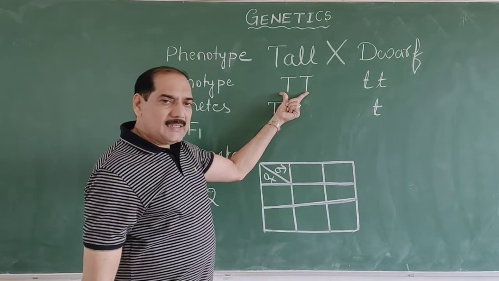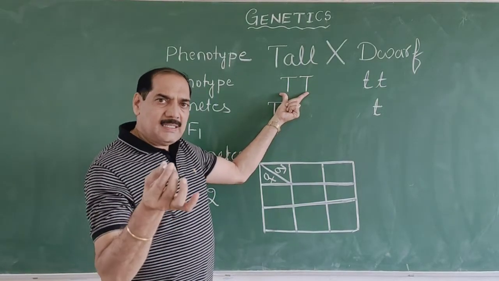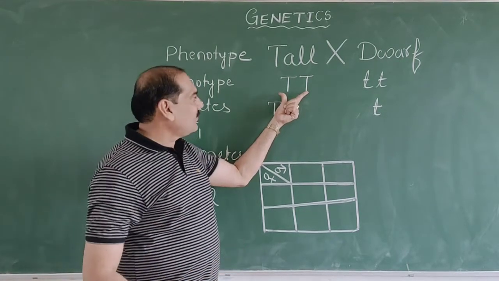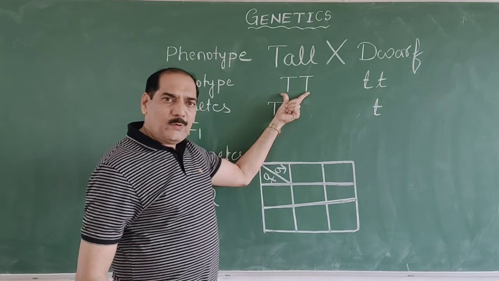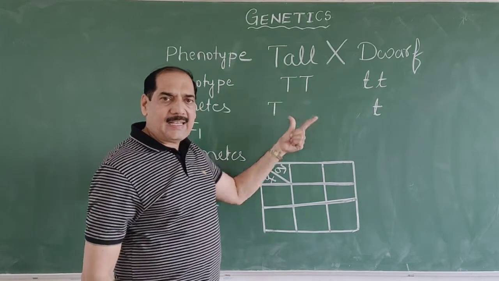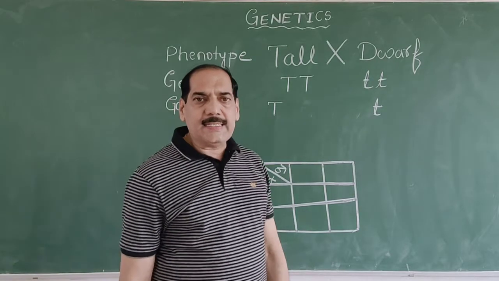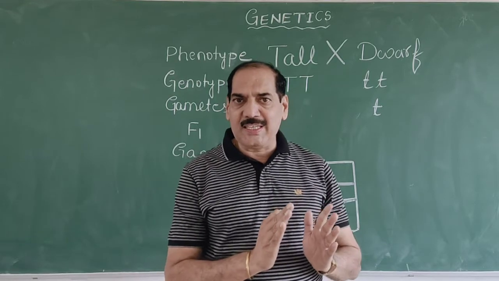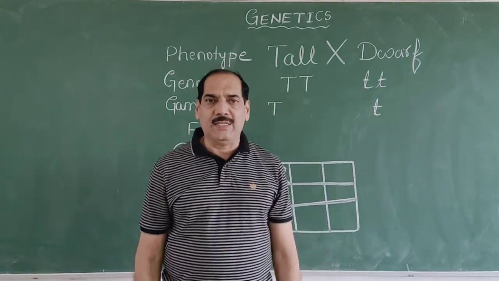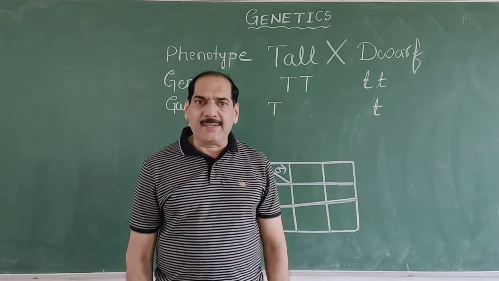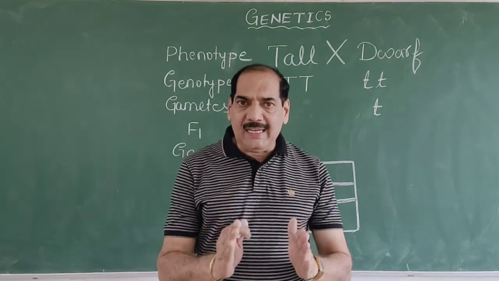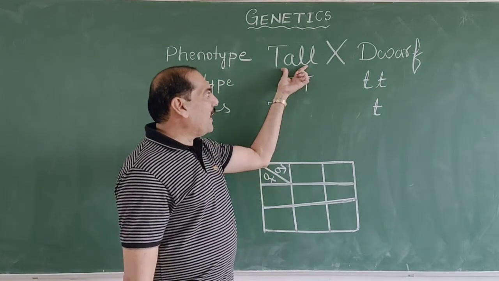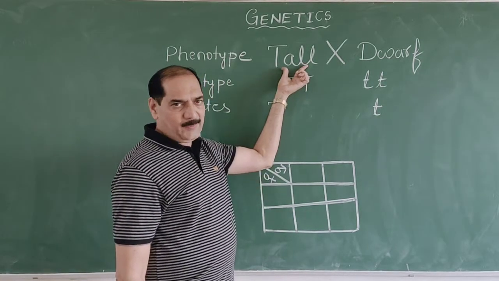Here, there are a pair of factors. They are identical with each other. If a pair of factors are identical, that condition is called homozygous condition. So this plant is homozygous tall.